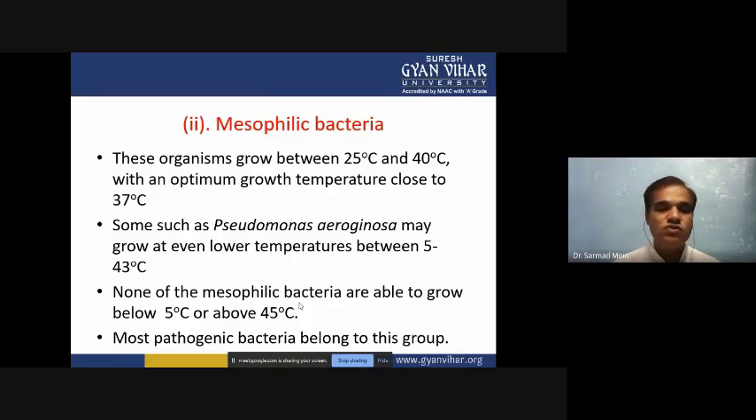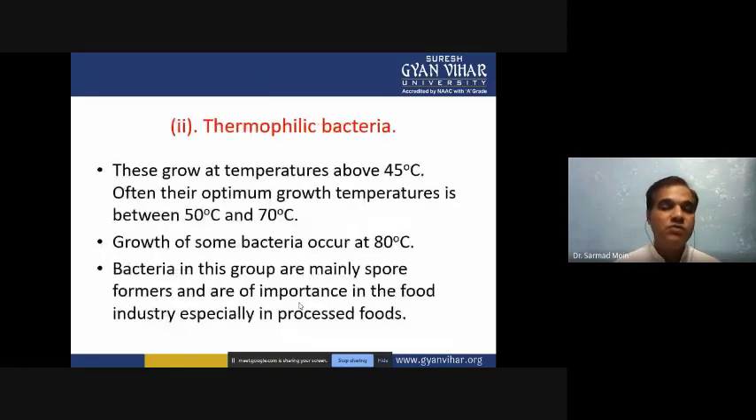Okay, so most pathogenic bacteria and many non-pathogenic bacteria belong to this mesophilic group. Now thermophilic bacteria: thermophilic bacteria like the high temperature.